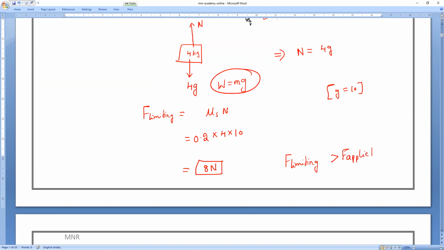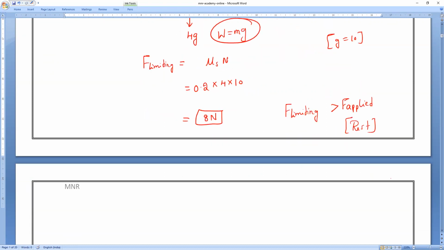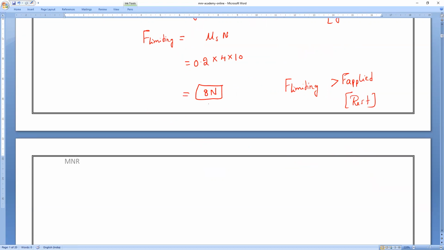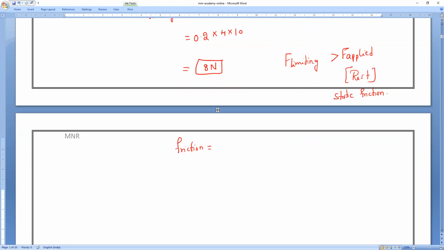So in the sense, is the body in a state of rest or a state of motion? All of you, the body is in the state of rest. So is it a static friction or a kinetic friction? It is the static friction. So can I say now that static friction is equal to what value? Friction equals how much? 8 newtons.